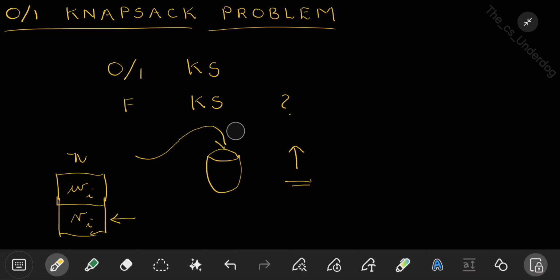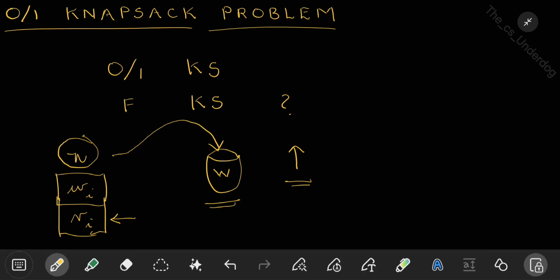What do you want to do now? You want to insert a set of items from these n items into the knapsack. Why only a set of items? The reason is this knapsack has a capacity W. So the total weight of items that can be held by this knapsack is W, which means you should not insert all the items, because if you insert all the n items, the weight will be more than W. Because of this, you have to select some items out of these n items which are more profitable. You should use those items in the knapsack so that your profit is maximized.